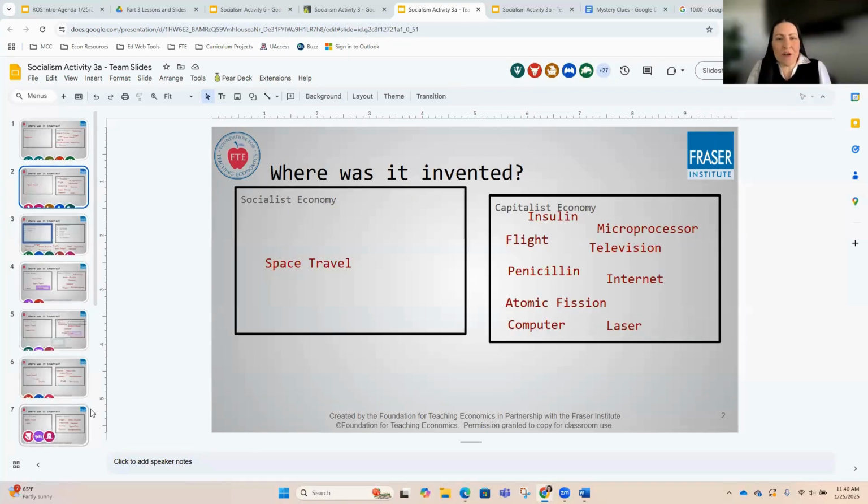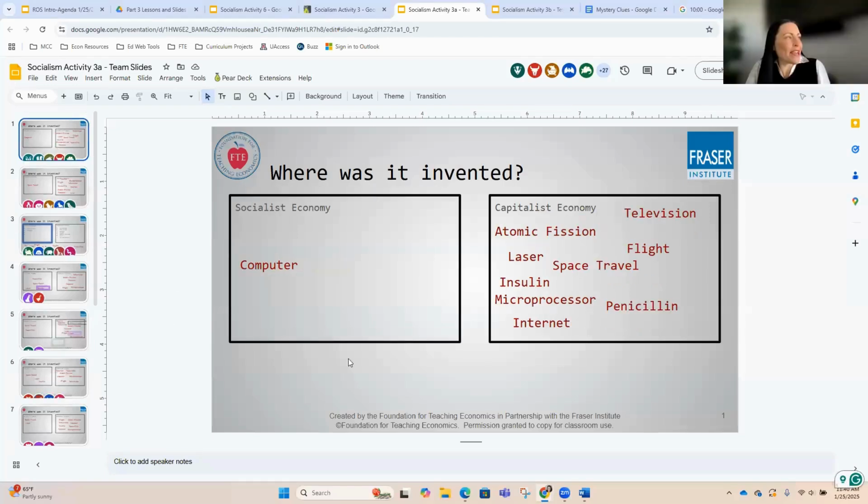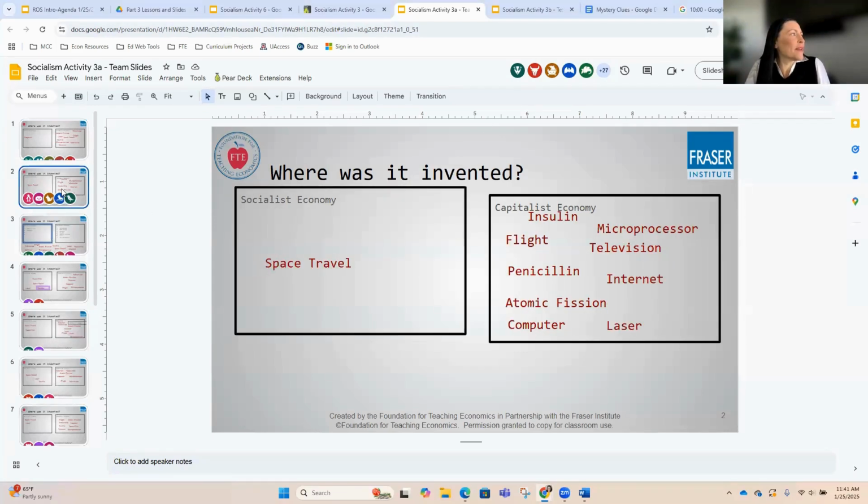And so we're just going to go through your slides and see what we notice. This was team 1, breakout group 1. And it looks like we put everything under capitalist economy. Oh, let me get over here and just mute everybody. There we go. Okay, and then they put the computer under a socialist economy.